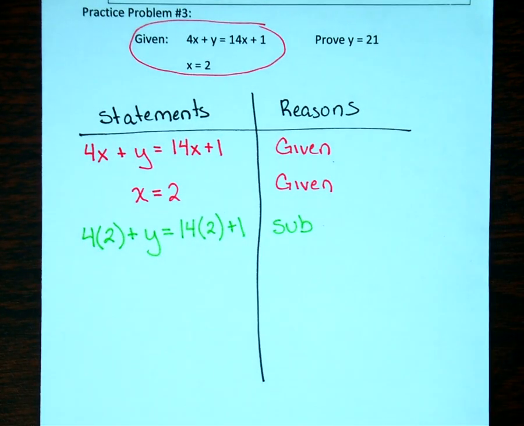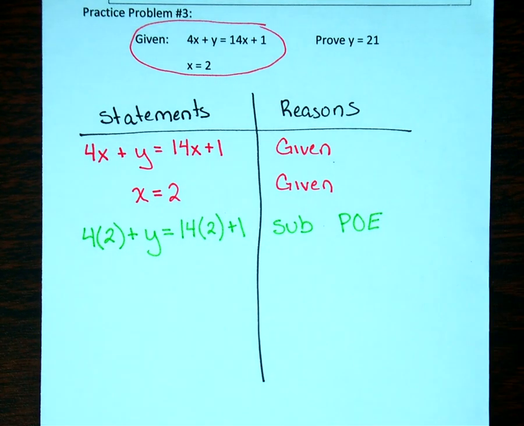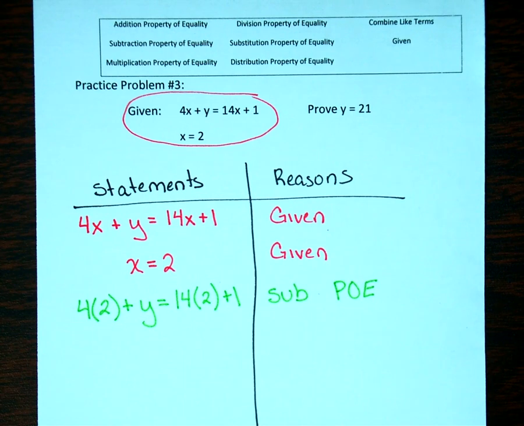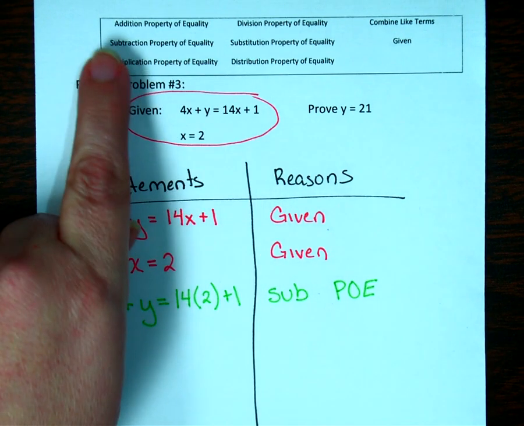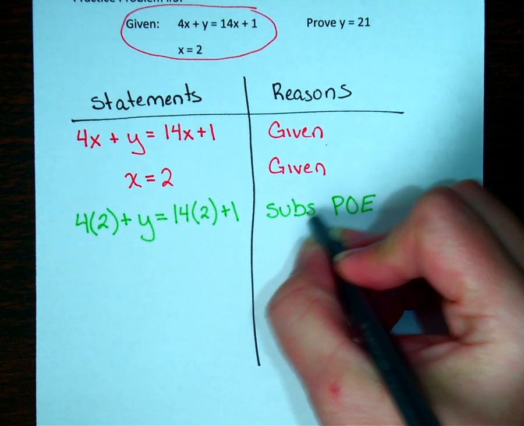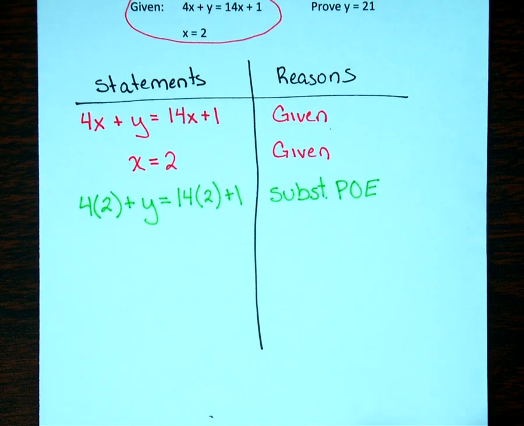Now be careful if you just put sub and then you put POE, because I told you in the last video I'm okay with you abbreviating. If I just put sub, here's my problem. Did I mean substitution or did I mean subtraction? So you're going to have to go a little bit further than that and say substitution, right? I need a little bit more so that I know if it's substitution or subtraction, right? So give me a little bit more, okay?